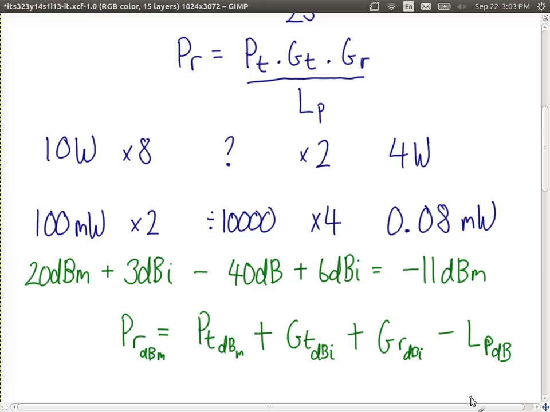So in an exam question, if I ask you, given this system, find the received power, if some of the values are in dB and some are in the absolute values, you'll need to convert one to another. They all need to be using the same, either dB or not, and then solve however you like, whichever one's easier. Generally, using dB would be easier to calculate. But if all the values are in the absolute factors, then it's okay just to use them.